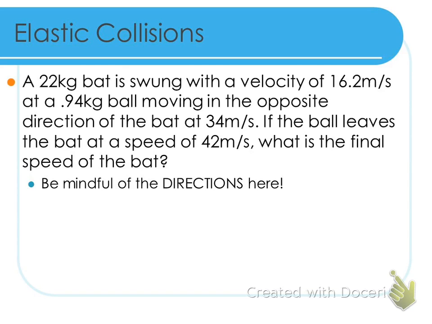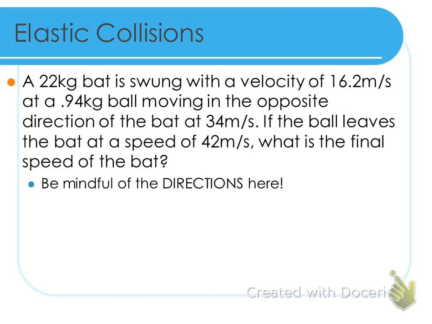All right, our next problem tells us a bat is swung with a velocity of 16.2 meters per second. The ball is moving in the opposite direction of the bat at 34 meters per second. The ball leaves with a speed of 42 meters per second. What's the final speed of the bat? We have to be really mindful of our directions here. We have to actually visualize what's happening in a baseball game. We have a batter who's swinging the bat in the forward direction, and we have a pitch coming in at us in the opposite direction.